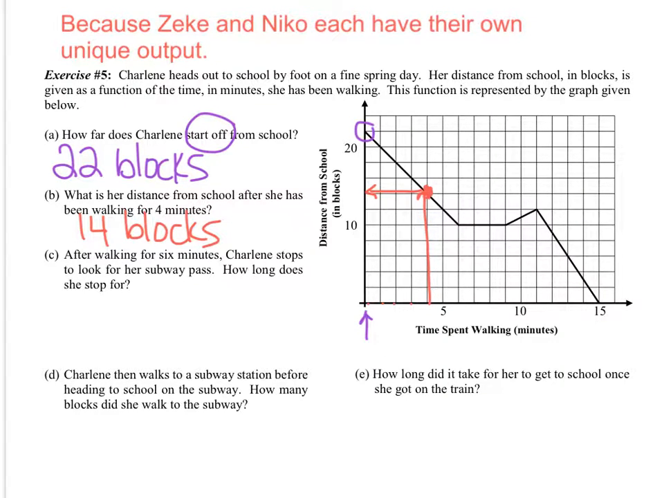Okay, C says after walking for 6 minutes, which is right here, Charlene stops to look for her subway pass. Oh, that kind of makes sense. Look, her distance does not change between these two blue sections. So how long did she stop for? Well, that was from 6 to 7 to 8 to 9 minutes, which is a total of 3 minutes.